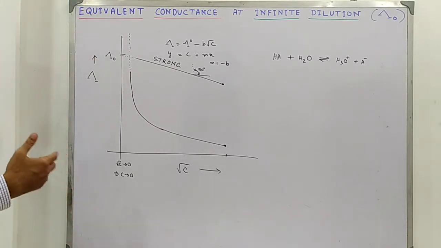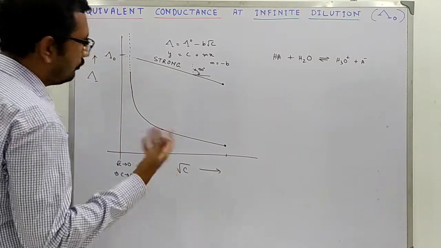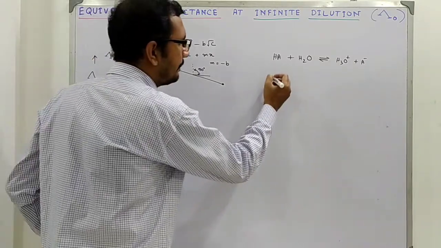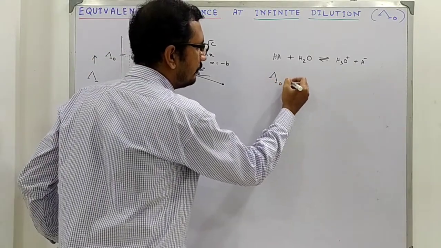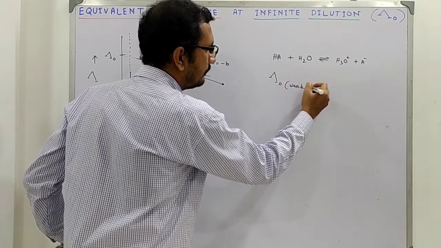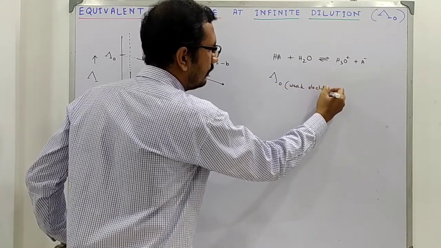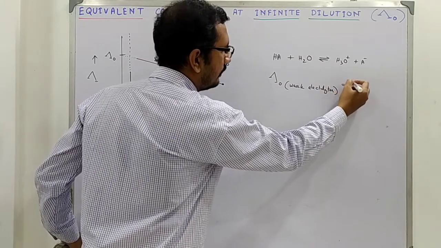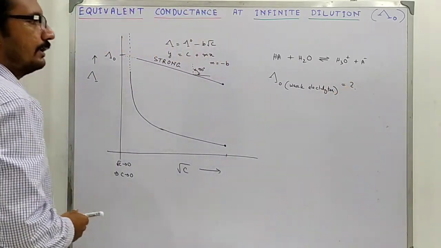So, what will be the solution to this problem? How will we determine lambda 0 for weak electrolytes? This will be the topic of our next lecture.